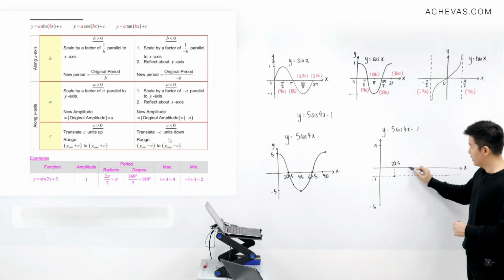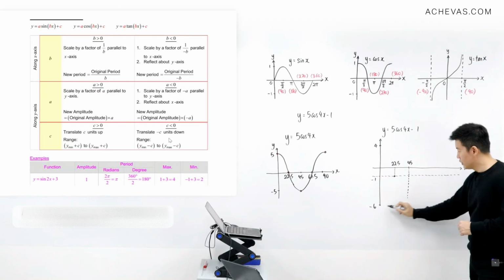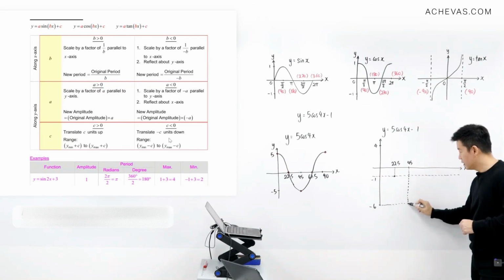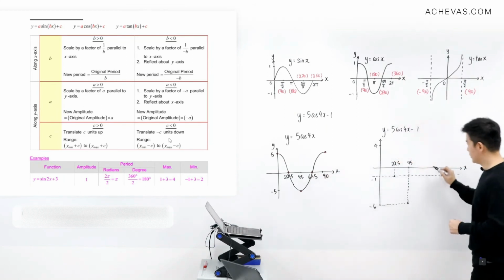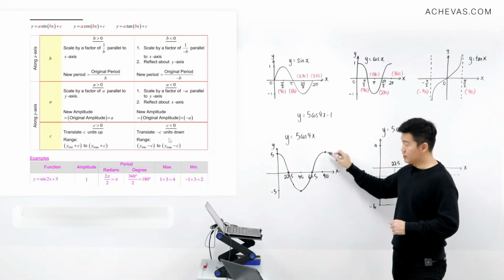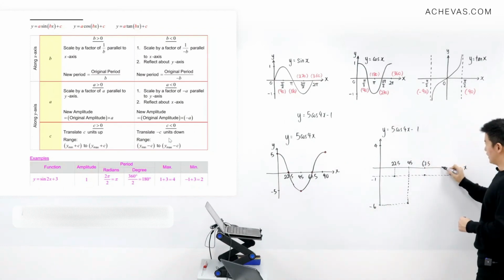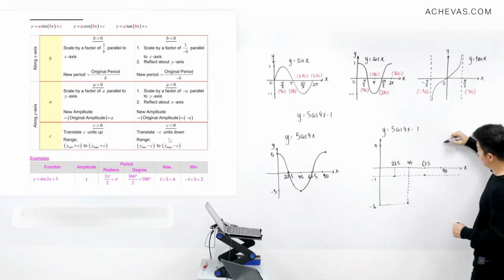So it will be at 45. Let's say here is 45, and I'm going to go all the way down to here. It will be at this point. And then this here, 67.5. Let's say 67.5 is here, and it is going to be shifted down by 1 unit. I'm going to get this point. And then 90, let's say 90 is here. At 90, it is going to be shifted down by 1 unit, so you'll go back to 4. Let's say it is going to end at a point that is here.